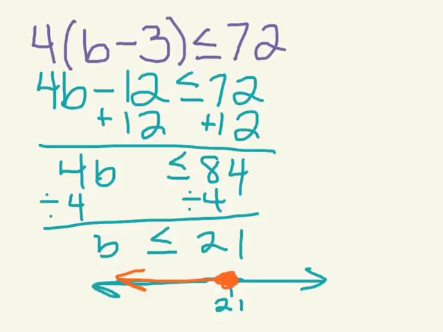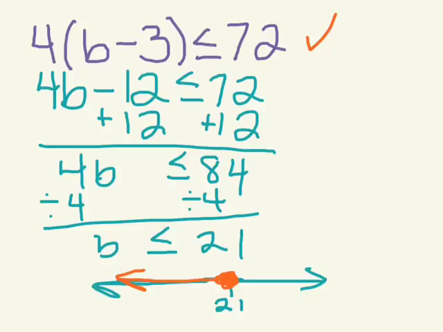I'm going to pick something nice and easy along that line. A 0 would fall in that set, and substitute in here. So 0 minus 3 is negative 3. Negative 3 times 4 is negative 12. And yes, negative 12 is less than or equal to 72. It works out. I probably did things correctly.